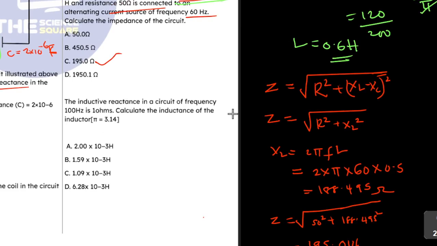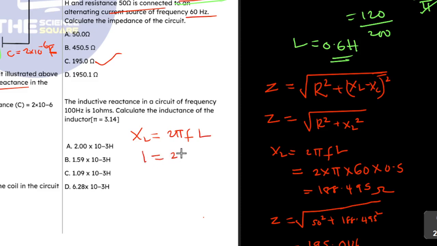So the last question we have is on inductive reactance. The inductive reactance in a circuit of frequency 100 Hz is 1 ohm. So we are given the inductive reactance in this case, and we need to calculate the inductance of the inductor. So XL is equal to 2 pi f L. XL is given directly. That's the inductive reactance, and it's given to be 1.